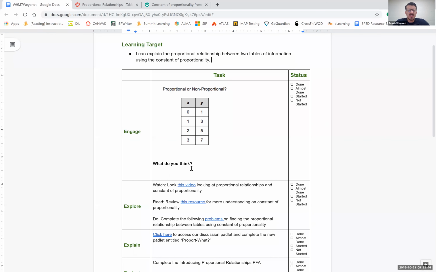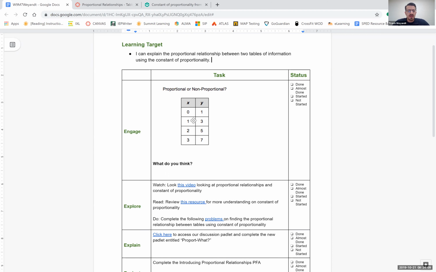And that's the point of the engage part, for you to think about something, and if it was not necessarily right, by the end of this lesson you can go back and change your thinking on that. So again, this table, we have 0, 1, 1, 3, 2, 5, 3, 7. Are they proportional? And again, that relationship between X and Y, is there something there that shows a relationship with this table?